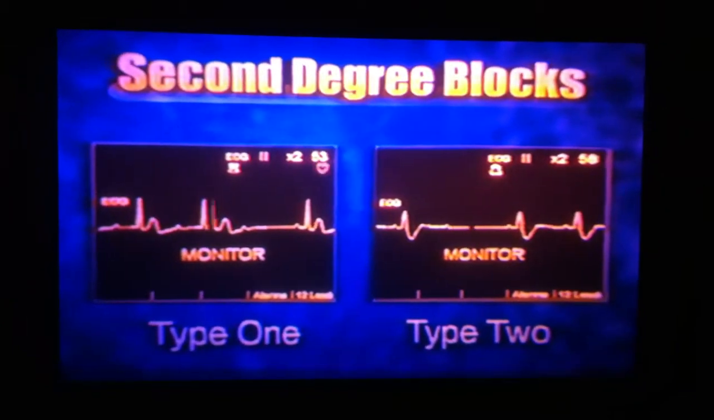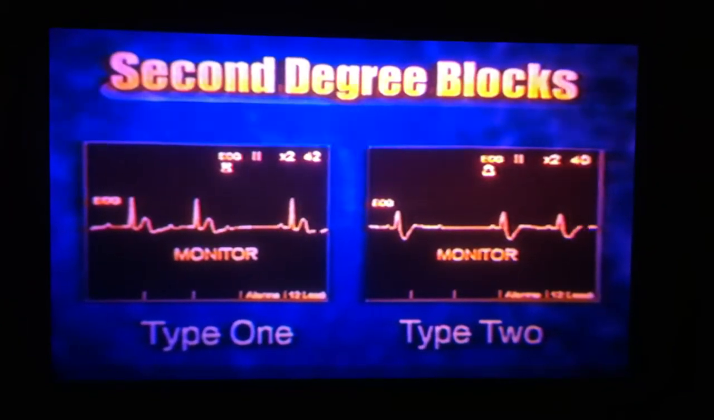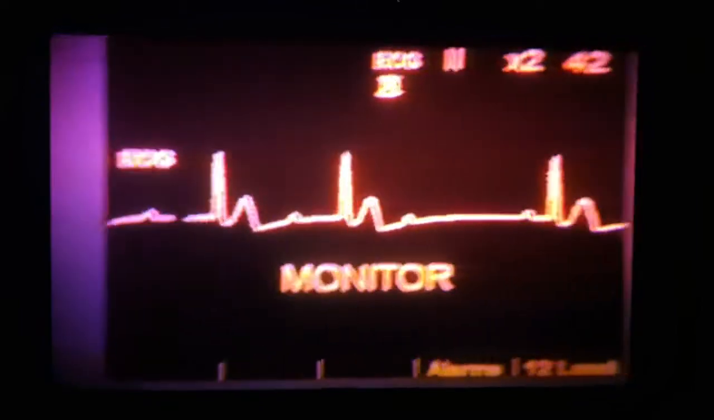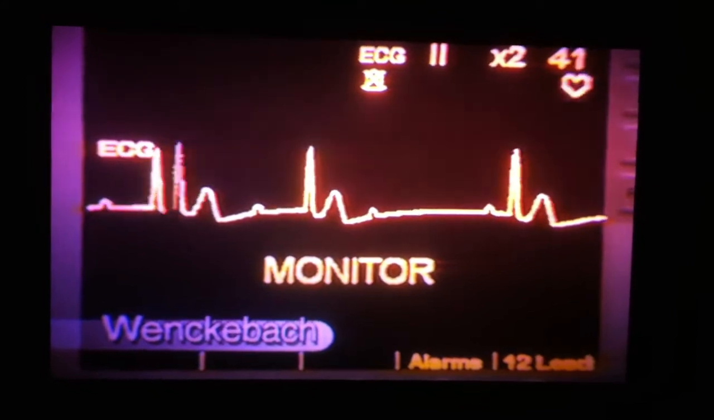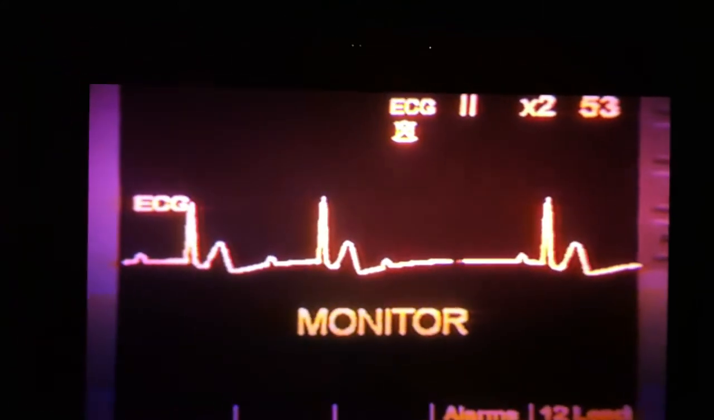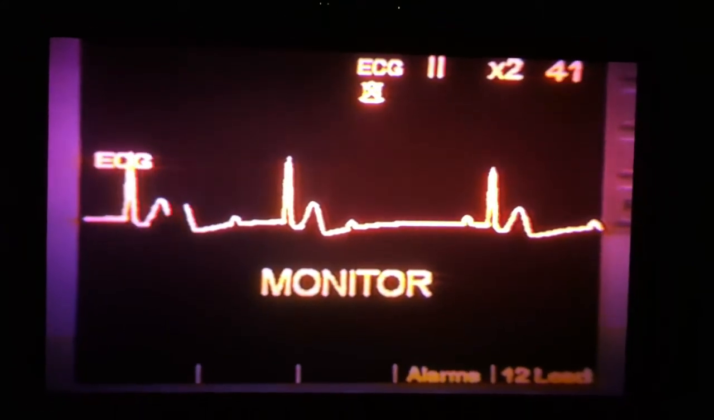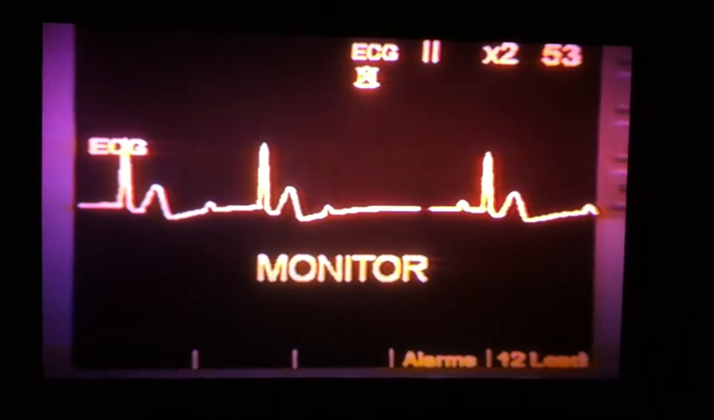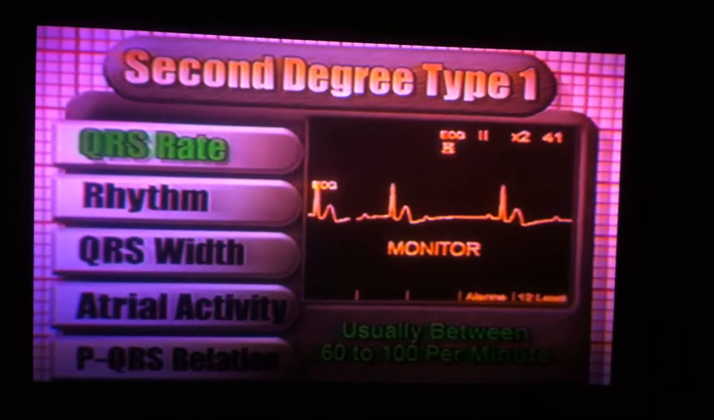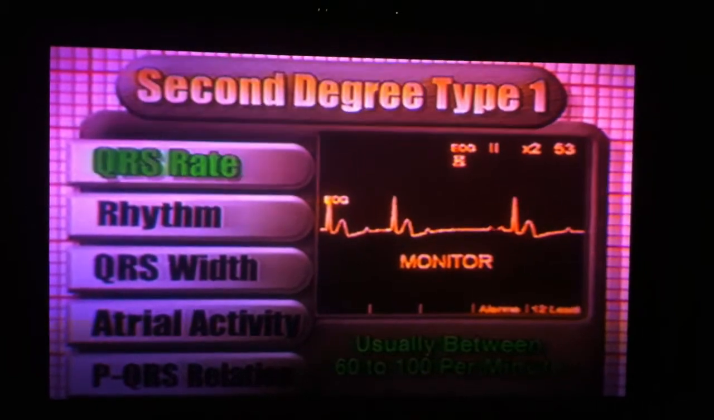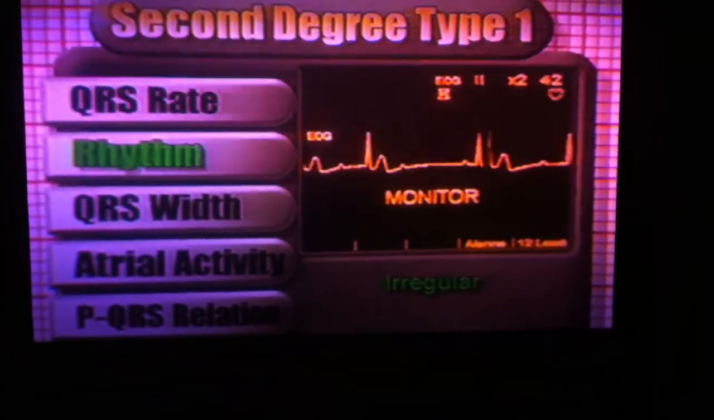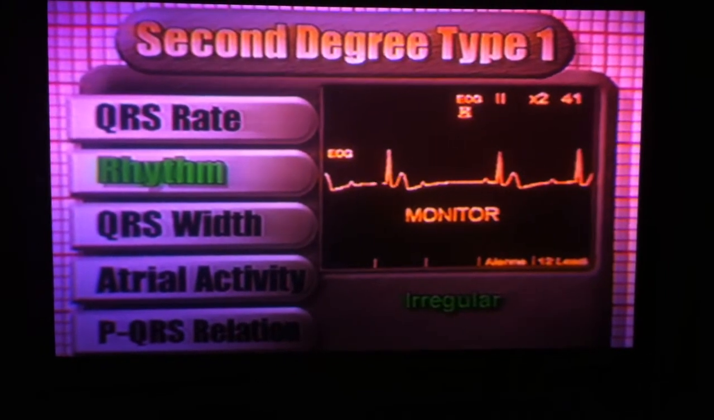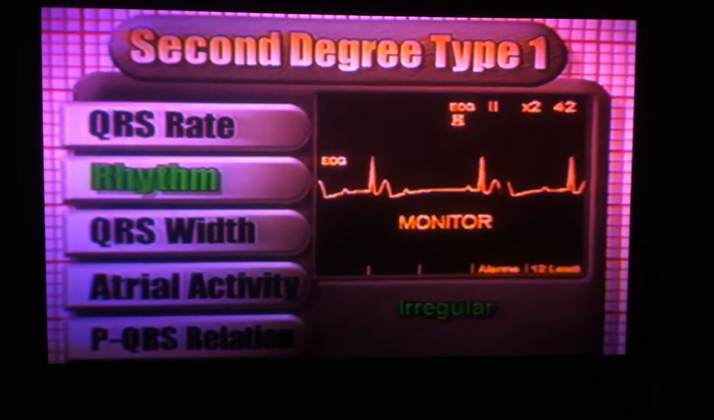Second-degree blocks are divided into categories Type 1 and Type 2. Second-degree Type 1 is also called Wenckebach. Conduction through the AV node is progressively slowed with successive QRS complexes until eventually a QRS complex is dropped. The ventricular rate is usually between 60 and 100 per minute. The rhythm is irregular. A key factor in identifying this rhythm is to look for the dropped beats.